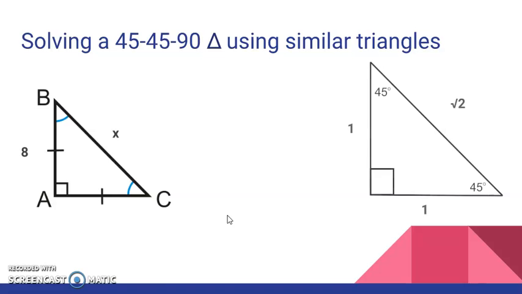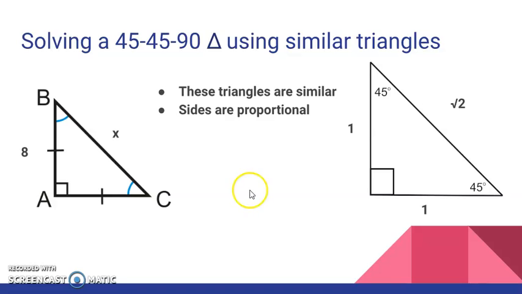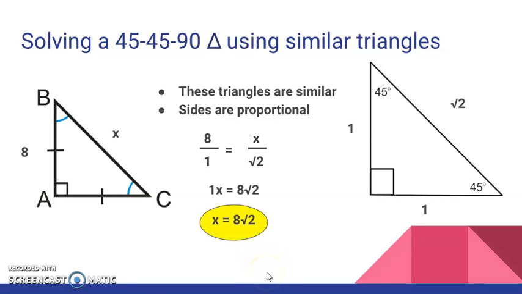So, as we just practiced, I know that this 1, 1, square root 2 triangle and this triangle are similar to each other. The angles match up by angle-angle similarity. Therefore, I also know the sides are proportional. So I'm going to set up proportions. I know that 8 matches the 1, just like the x is going to match the square root of 2. And with that being said, now I have a proportion. I can cross multiply and divide, and you can see clearly that the answer is 8 square root 2.